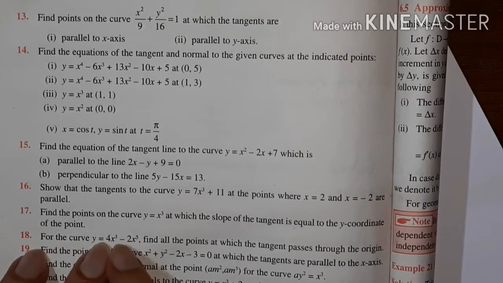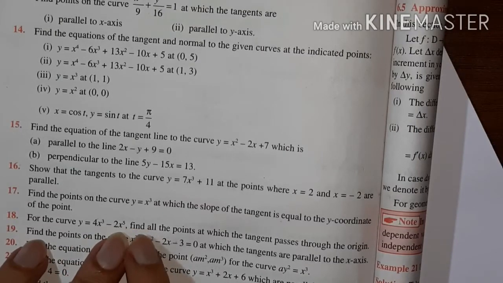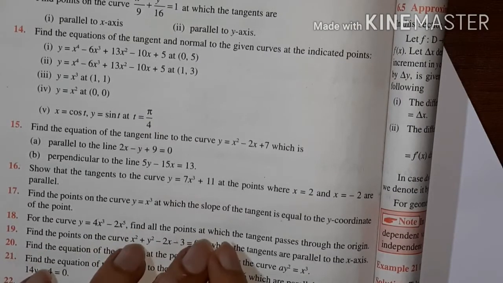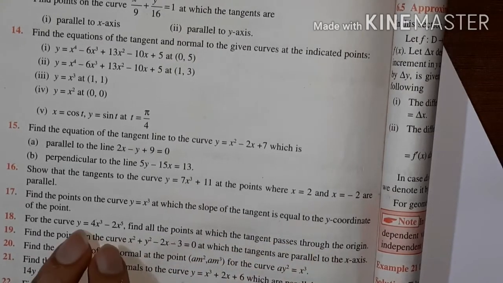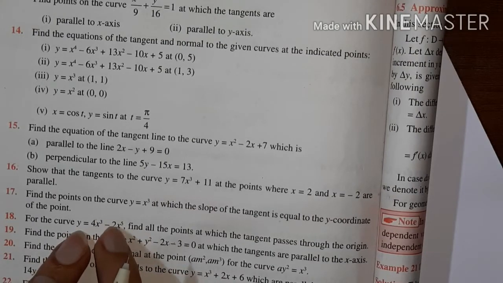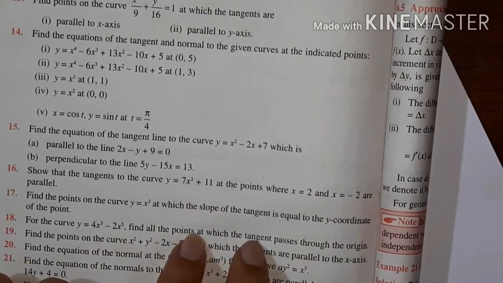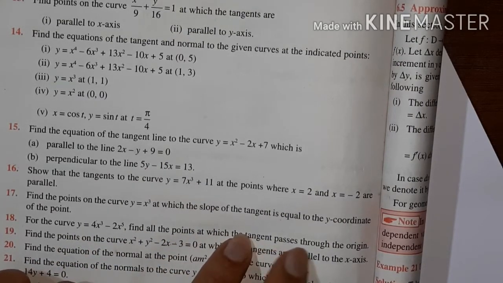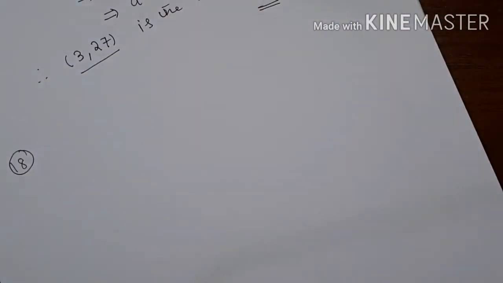For the curve y equal to 4x cube minus 2x raised to 5, find all the points at which the tangent passes through the origin. So you are given a curve y equal to 4x cube minus 2x raised to 5. What you have to do is find the points at which the tangent passes through the origin. So let us draw a diagram and see what we get.